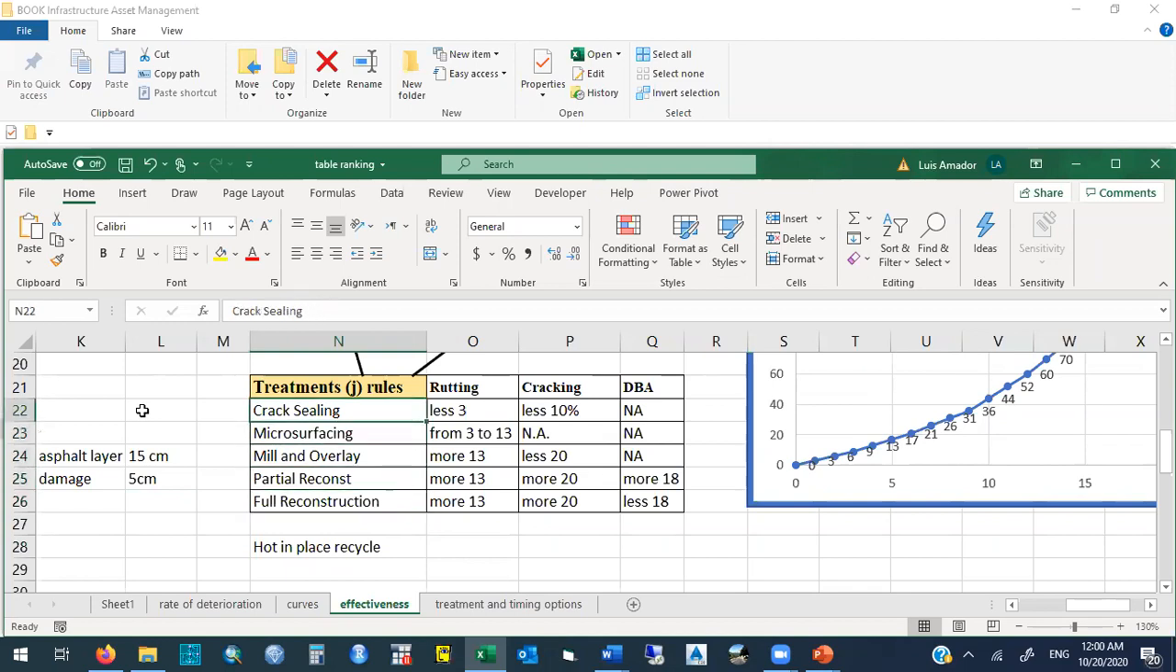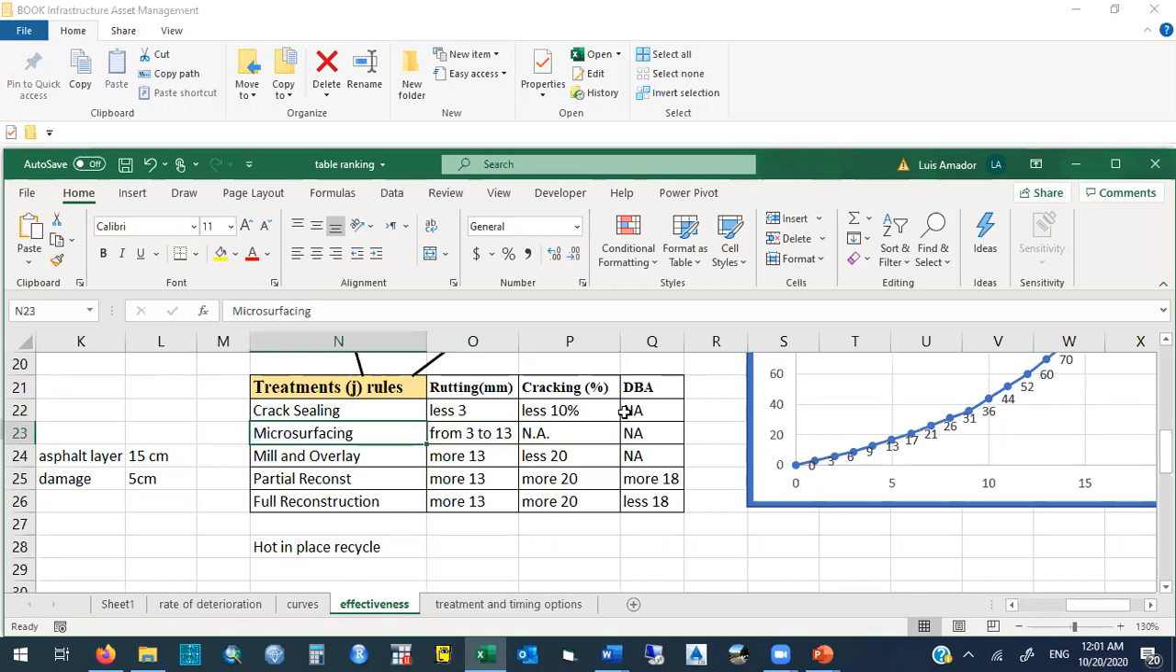Now, these are the rules that Cameron was asking for. For crack sealing, we need very little rutting. Typically, we will think less than 3 millimeters. This is in millimeters. And you need cracking, maybe, we can probably arrive at 20% here, but we don't really want to push the envelope that far. So this is in percentage cracking. So 10% is probably a reasonable amount. Some agencies might be tolerant and might let it go to a little more.